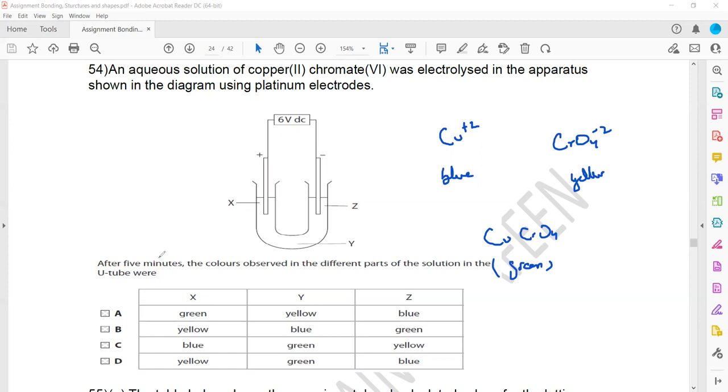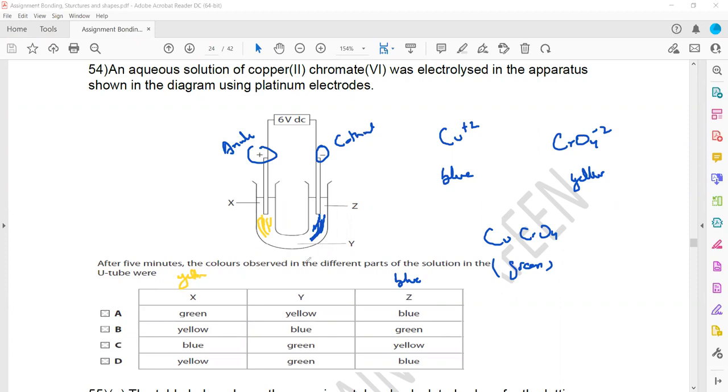So the question is, after 5 minutes, the color observed in the different parts of the solution in a U-tube. This is the positive anode. The negative terminal is the cathode. So the copper ions will move towards the cathode. So at Z, we'll see a blue color because mostly copper ions are there. And chromate ions, which are yellow in color, are attracted towards the anode. So at X, we'll see a yellow color.